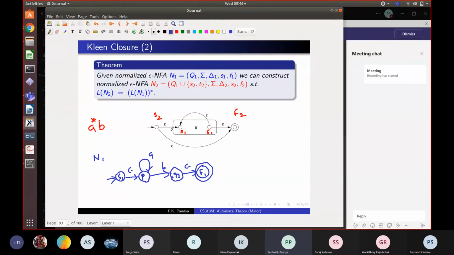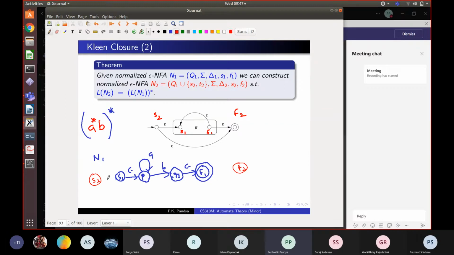And now what will be N2 that we need to, so suppose we want to take the Kleene closure of this. That is, we want to find out all those words which can be obtained by repeating this kind of words any number of times. Okay. So for doing that, what do we do? We add two extra states. So I will draw these extra added states in red. So I will add a state S2 and a state F2, right?